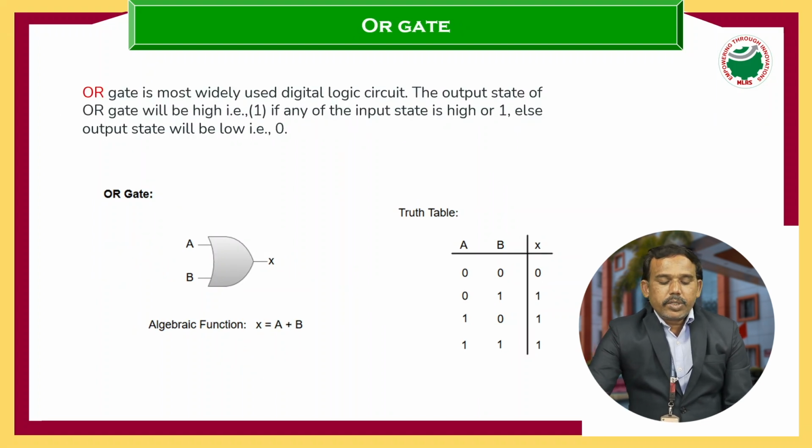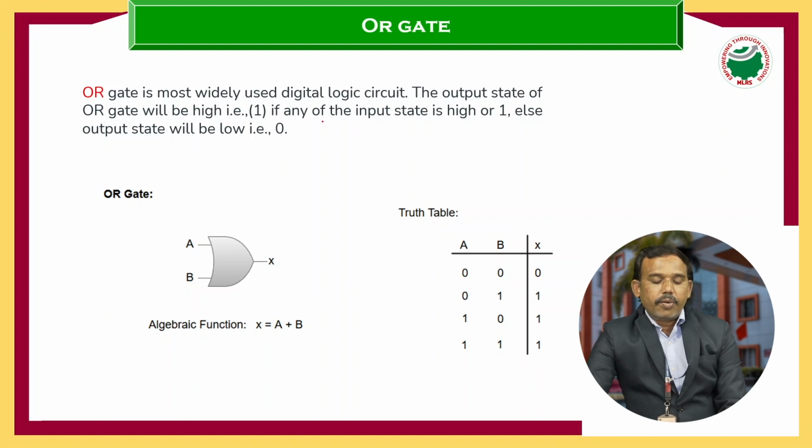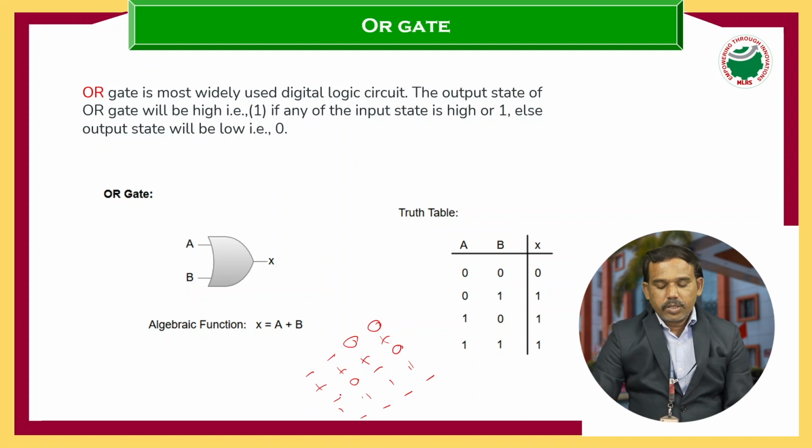OR gate. The OR gate is mostly used in digital logic circuits. The output state of the OR gate will be high if any of the input states is high, else the output will be 0. This is the symbolic representation of the OR gate, and the algebraic function is X equal to A plus B. This is the truth table: A, B, X equal to A plus B. 0 plus 0 equal to 0, 0 plus 1 is 1, 1 plus 0 is 1, 1 plus 1 is 1.